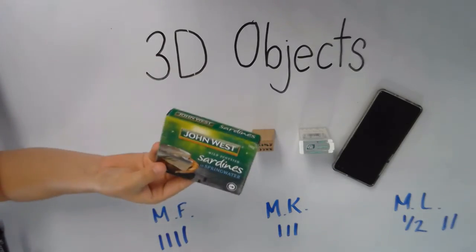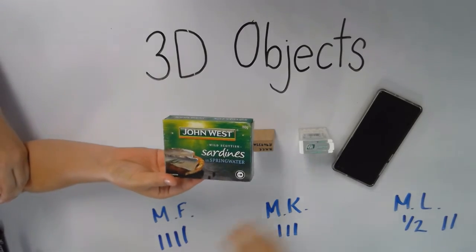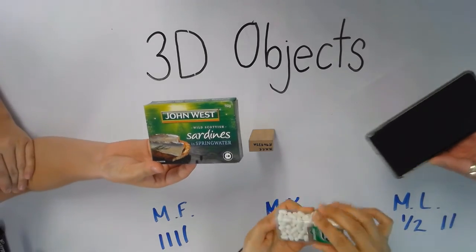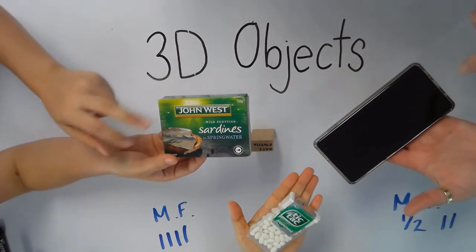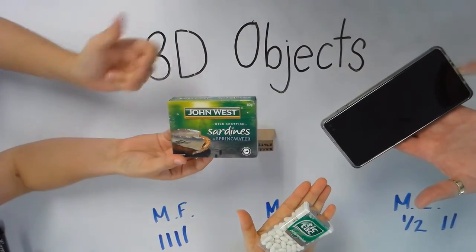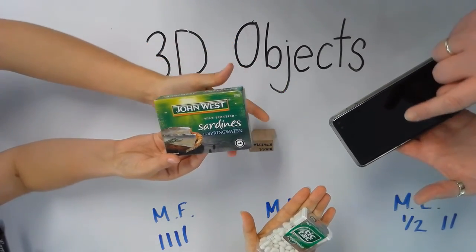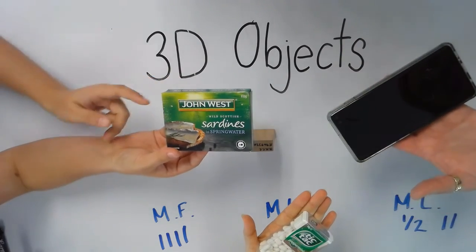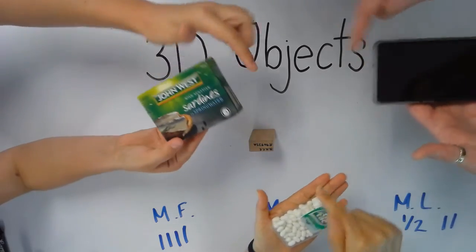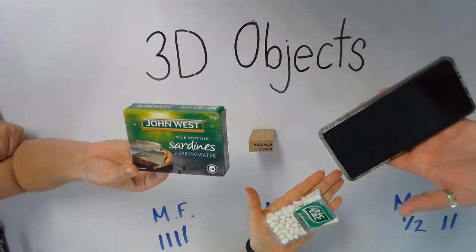I actually would like to count the edges of my sardine packet just to double check it's definitely a rectangular prism. Can I check mine as well as you're checking yours? No, we'll all check them together. Okay. So again, I'm not going to move my shape around so I don't lose count. I'm going to count the top first. One, two, three, four. Yep. On the bottom, five, six, seven, eight. Yeah. And then these ones on the side. 9, 10, 11, 12. 12 edges, which is correct.